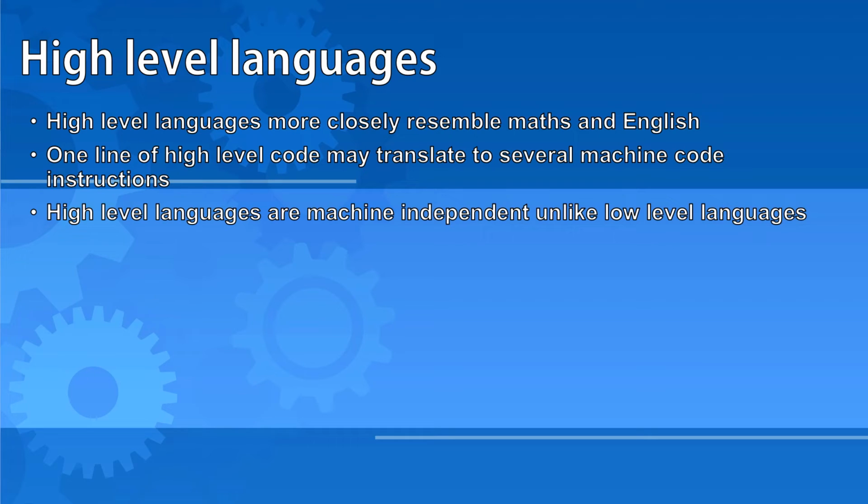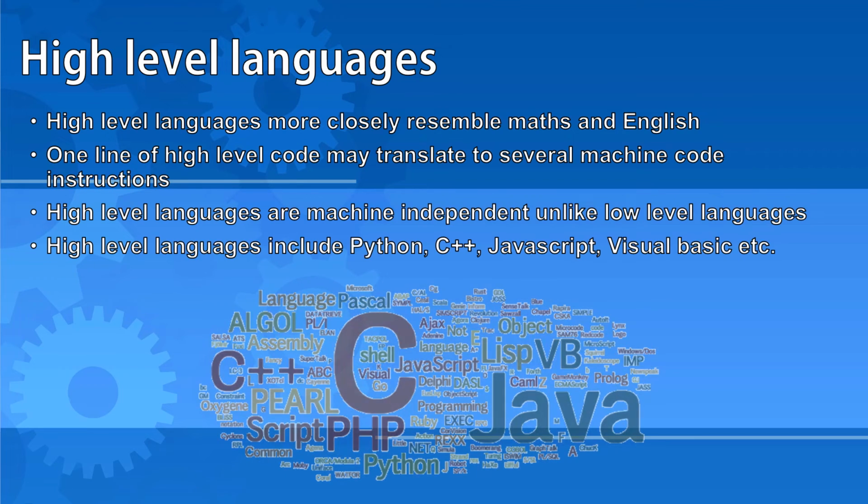Assembly languages and binary code must be written for the specific processor that you're going to run it on. High-level languages include languages like Python, C++, JavaScript, Visual Basic. Really, there are just far too many to mention.